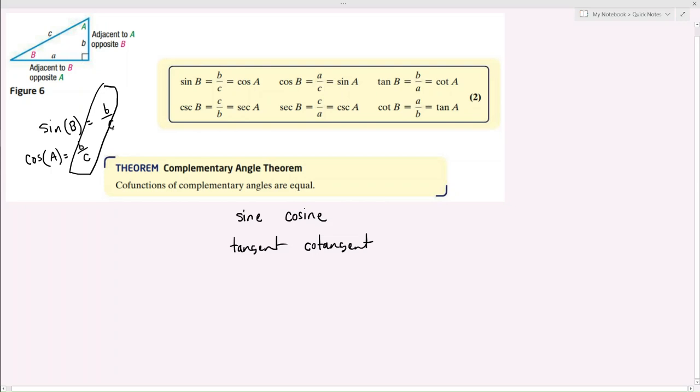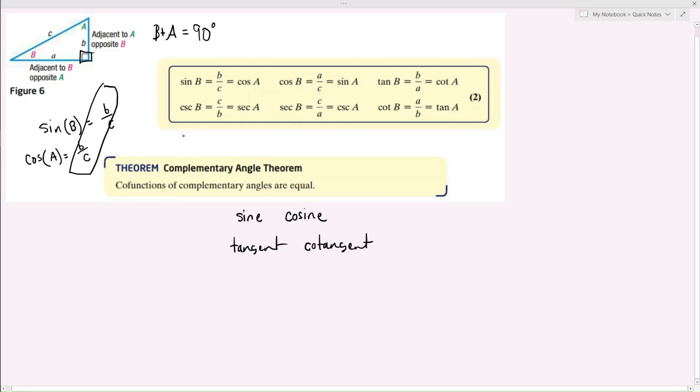So the co-functions are the same for complementary angles. B plus A are complementary angles because within the triangle the total sum of all the angles is 180 degrees, and since this is a right triangle with a 90 degree angle, that leaves 90 degrees for B and A to add to. And that's how we develop our co-functions. So if I take the co-function of the other angle in the right triangle, then I get the same result.